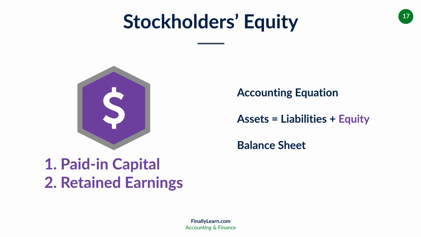So let's think of it this way. Stockholders' equity, remember, the two categories, paid in capital and retained earnings. That's a part of the accounting equation. Assets have to equal liabilities plus equity, and it's on the balance sheet.